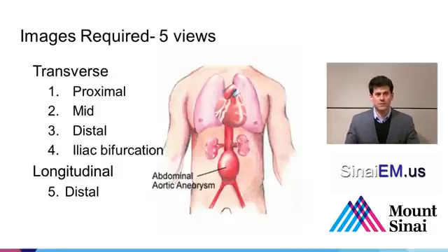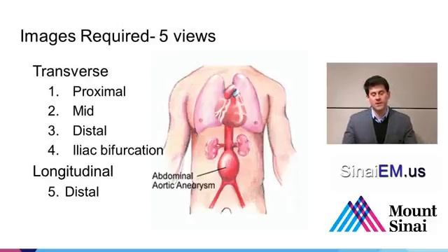So most authors recommend 4 to 5 views of the abdominal aorta. Typically, the idea is that you're going to evaluate the entire aorta. So it's not like you're just taking individual slices. You're going to follow the aorta in real time and really look at every centimeter of it.